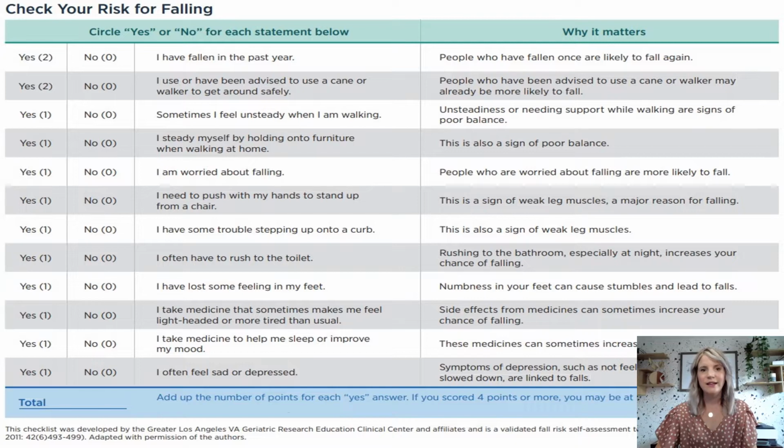This fall risk screen is a 12-question tool that will show you if you may be at risk for falling. As you can see here, each yes is weighted by points. Let's review the questions now. I have fallen in the past year. Why might this matter? People who have fallen once are likely to fall again. I use or have been advised to use a cane or a walker to get around safely. People who have been advised to use a cane or a walker may already be more at risk for falls.